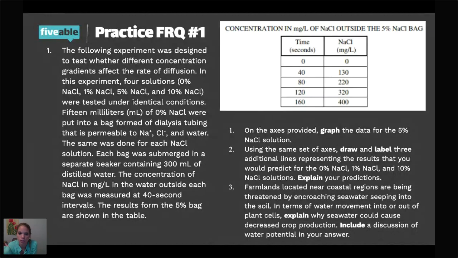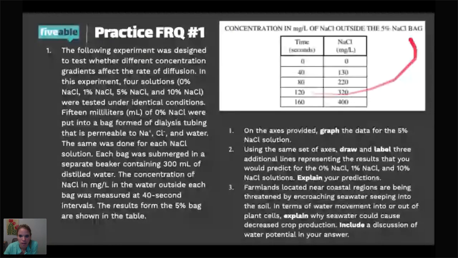So all 4 solutions have their own little baggie with 15 mL. Each bag is submerged in a separate beaker containing 300 mL of distilled water. The concentration of NaCl in milligrams per liter in the water outside the bag was measured at 40-second intervals. The results from the 5% bag are shown in the table. So this is our 5% bag, and this is how much NaCl was outside the bag.